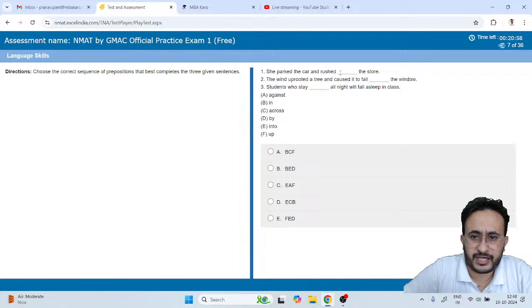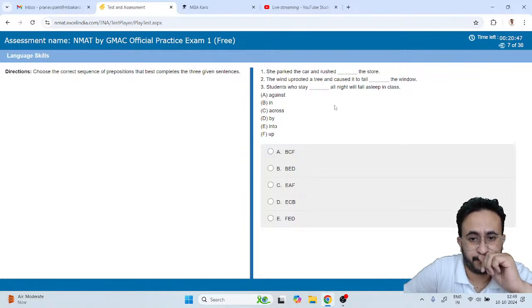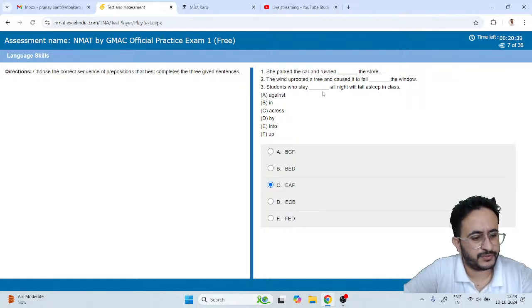She parked the car and rushed dash the store. Right, so she rushed into the store, very likely E. Okay, then next one is the wind uprooted a tree and caused it to fall, dash the window. Okay, fall against the window. So I think EAF, let's see, students who stay up all the night. Stay up means to be awake all the night.